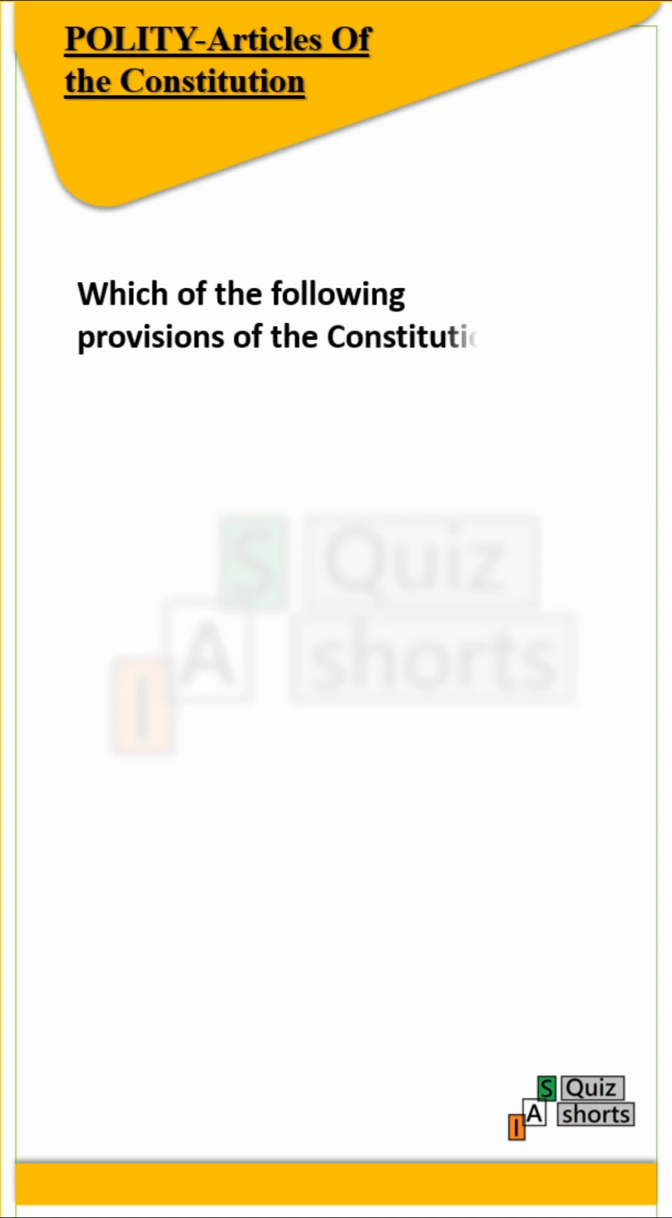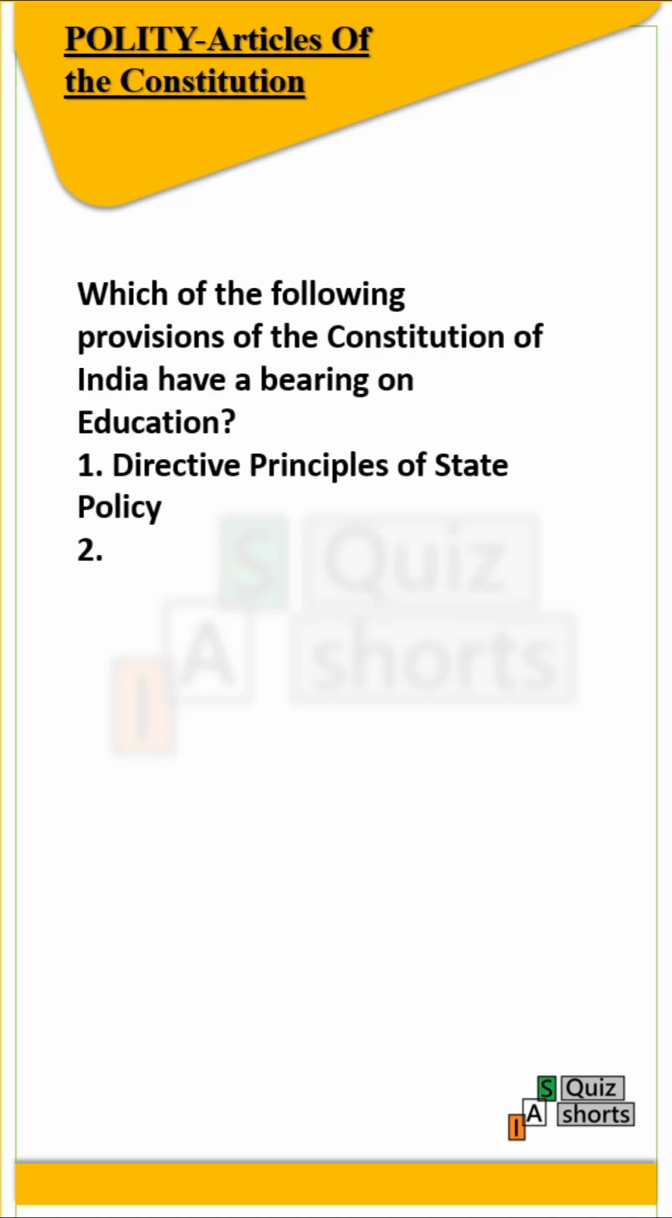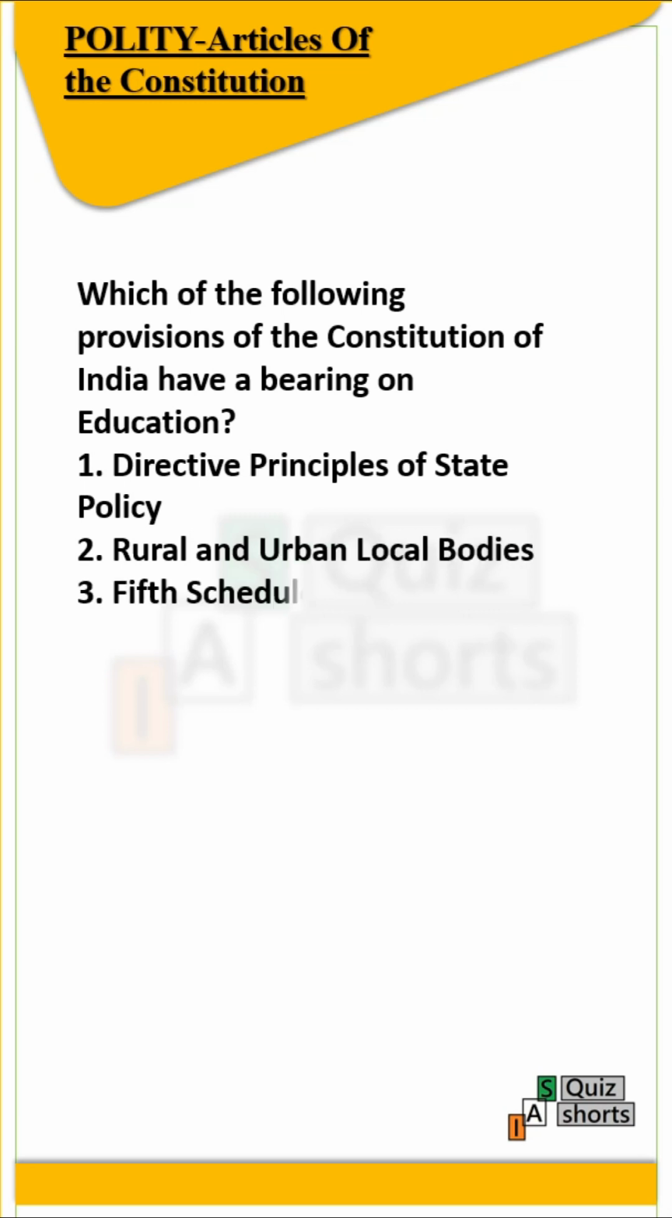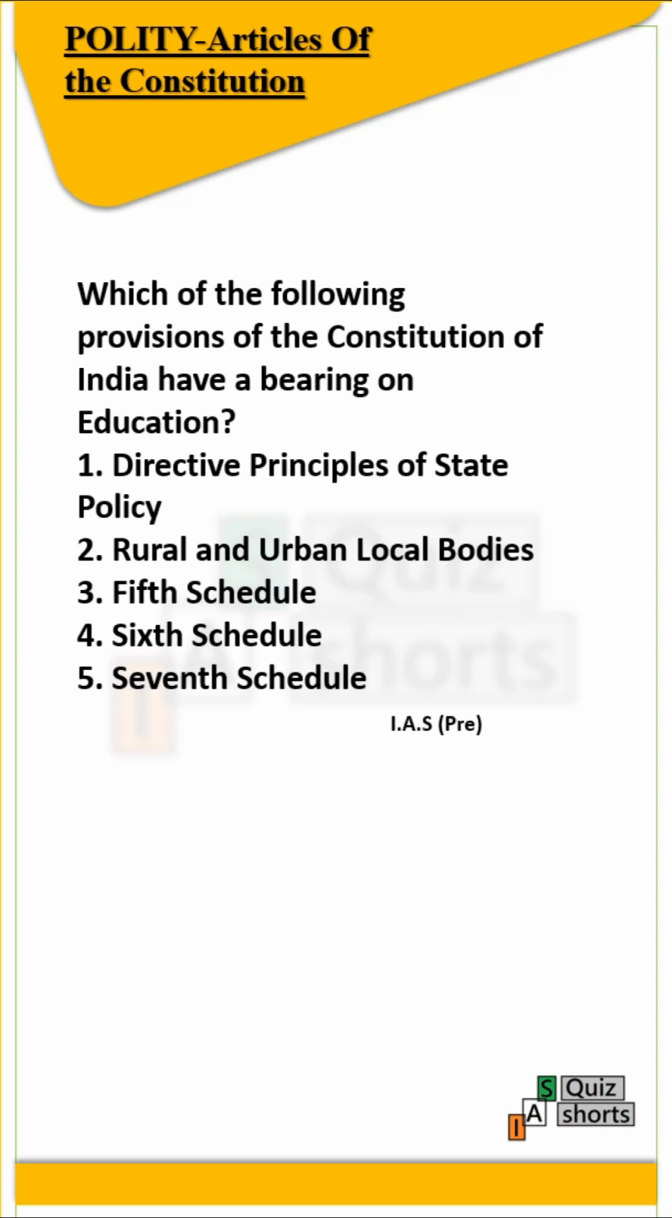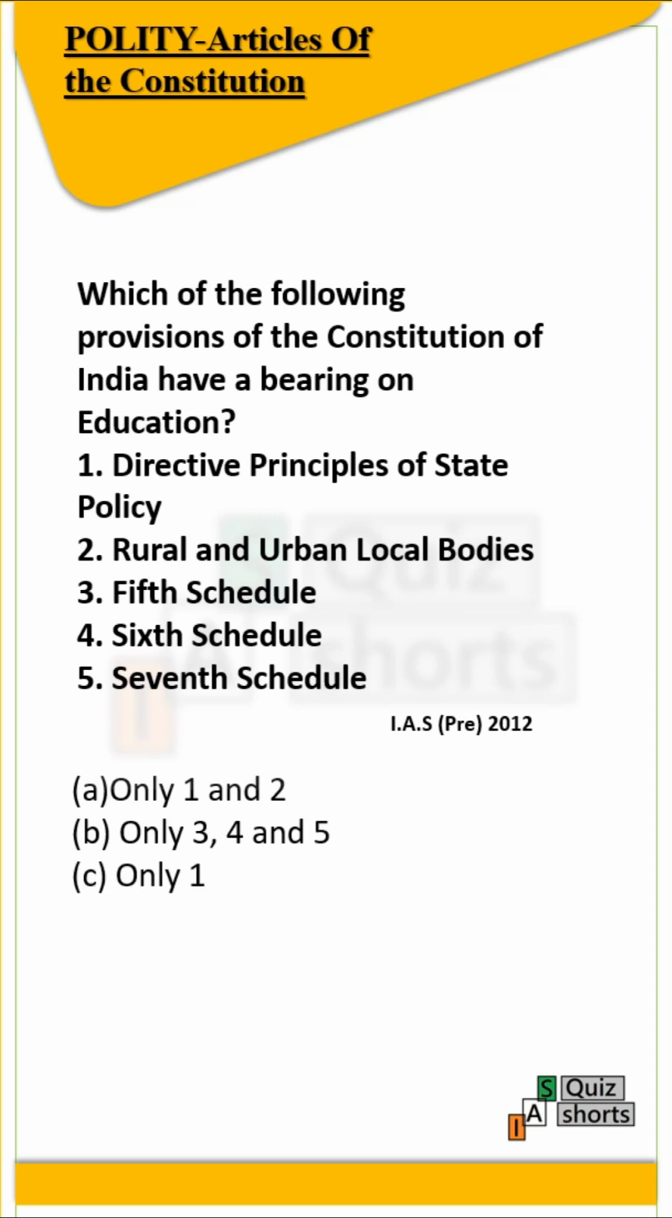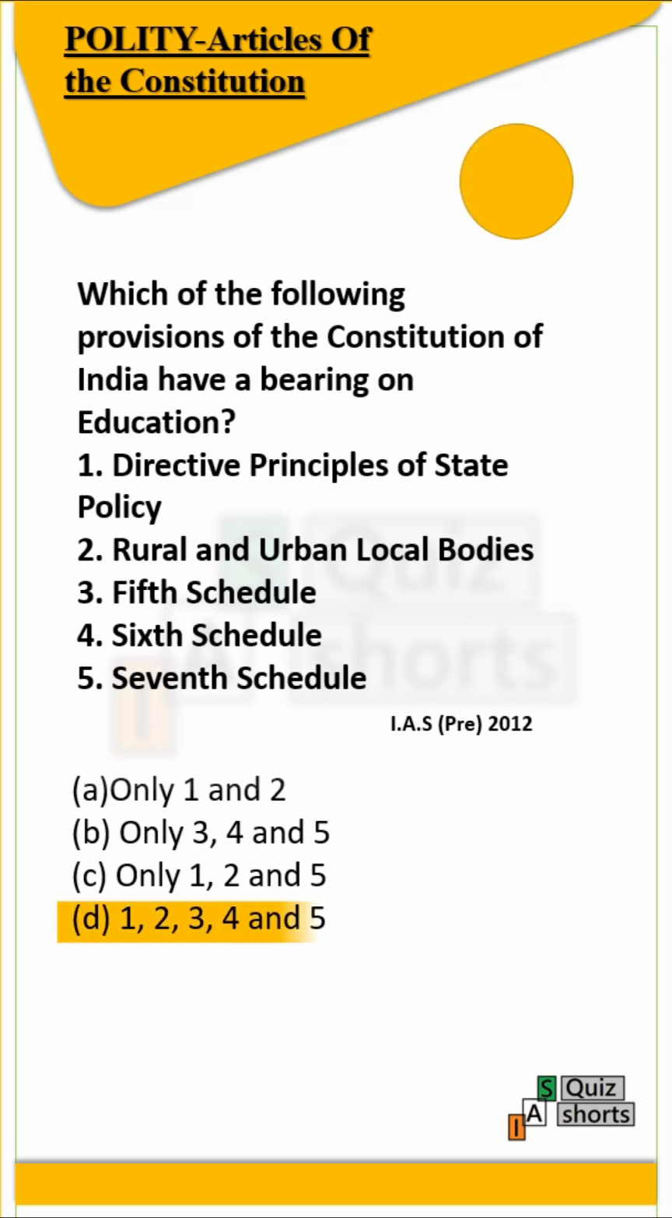Which of the following provisions of the Constitution of India have a bearing on education? 1. DPSP, 2. Rural and urban local bodies, 3. 5th schedule, 4. 6th schedule, 5. 7th schedule. Option A 1 and 2, option B 3 4 5, option C 1 2 5, option D 1 2 3 4 5. Answer is option D 1 2 3 4 5.